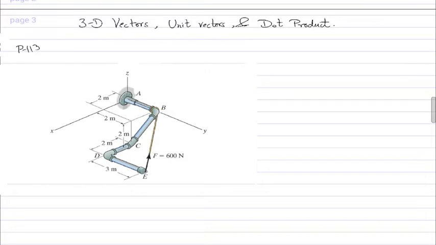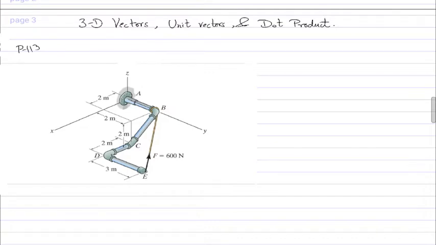So the first one that we're going to solve is problem 113, which is the same problem that we did in the class. This is problem 113 from the textbook. The problem essentially consists of a stepped pipe that goes from point A to point E and then takes different turns along the way. There is a rope connecting point E to point B, which is imparting some sort of a force on the point E. And the magnitude of this force is about 600 newtons.